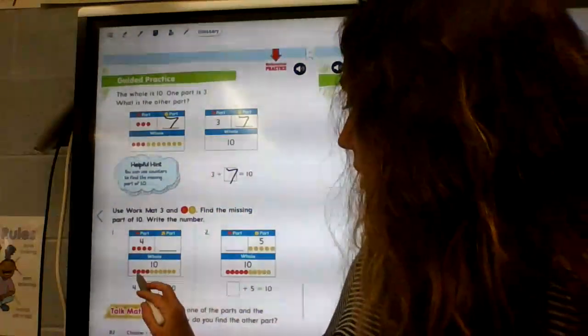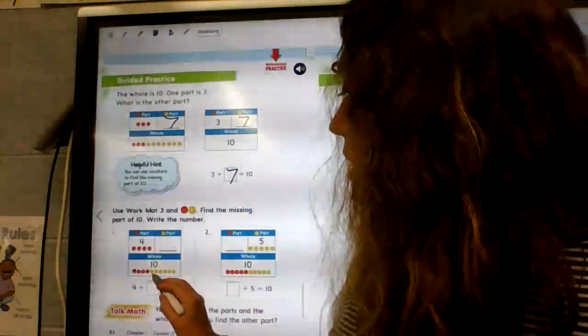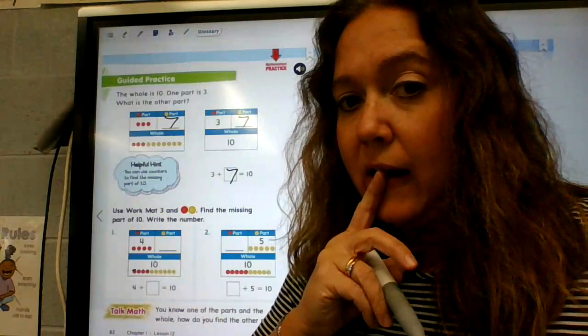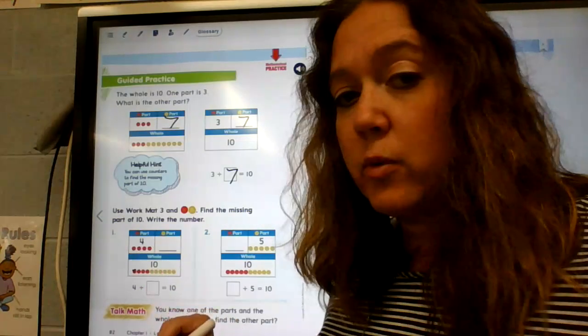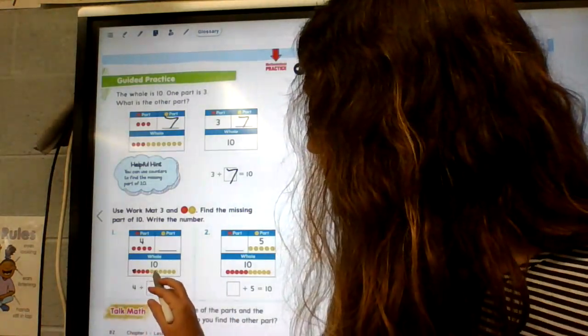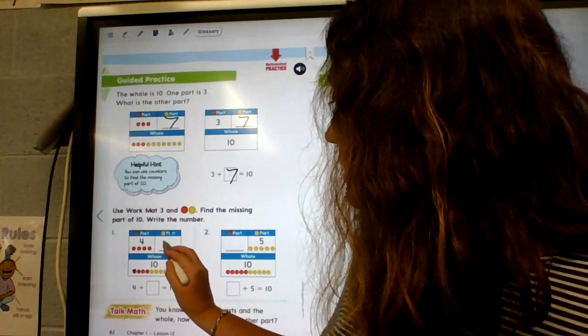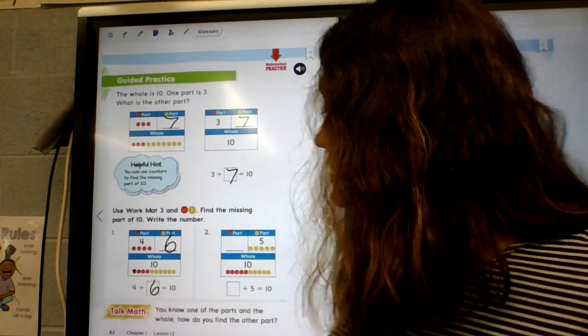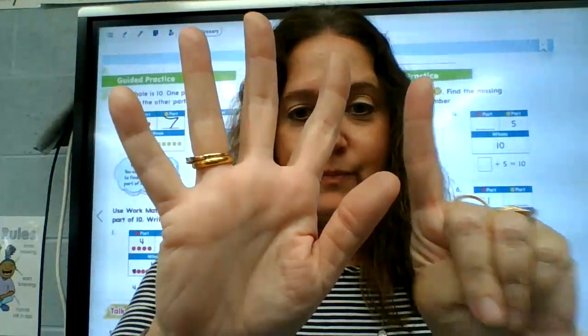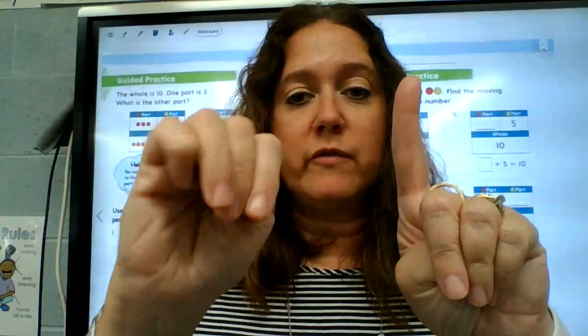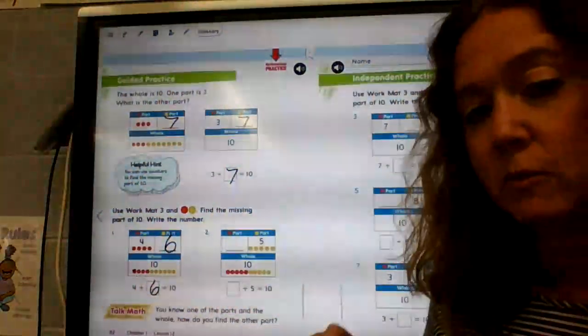Okay, so 4. So we know here there are 4 counters. We need to figure out how many we still need. So 1, 2, 3, 4 red. They told us 4 red. How many yellow? 1, 2, 3, 4, 5, 6. 4 plus 6. If we were using our hands, we knew we have 10 fingers. Take 4 down. I keep getting mixed up on my camera. 1, 2, 3, 4. Now we have 6, right? 1, 2, 3, 4, 5, 6. We came up with the same answer.